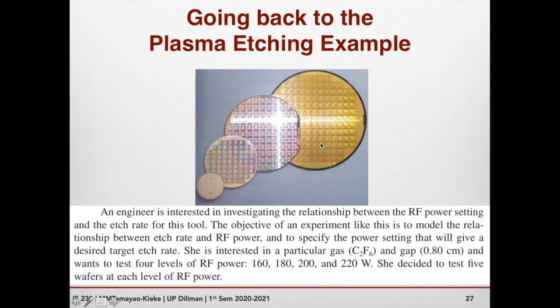So again, in our example, we're interested in the response variable etching speed, or etching rate. We have the factor RF power. We have 4 treatments at 160, 180, 200, and 220. Okay, and we want to know whether there is a difference in the etch rate given these different treatments.